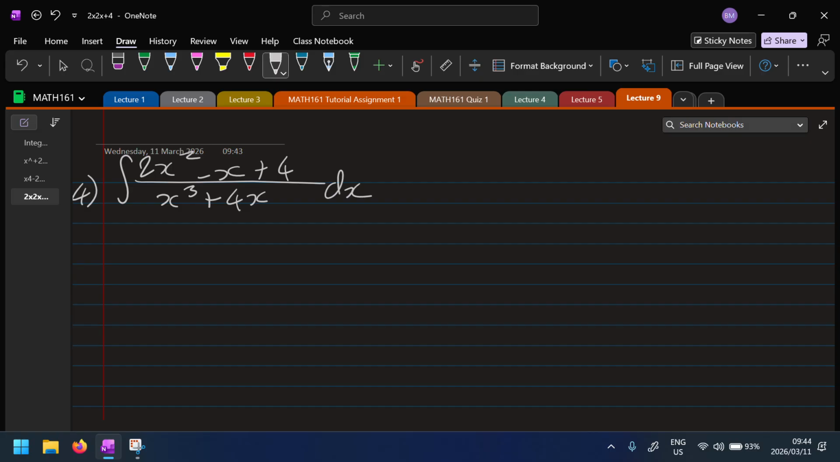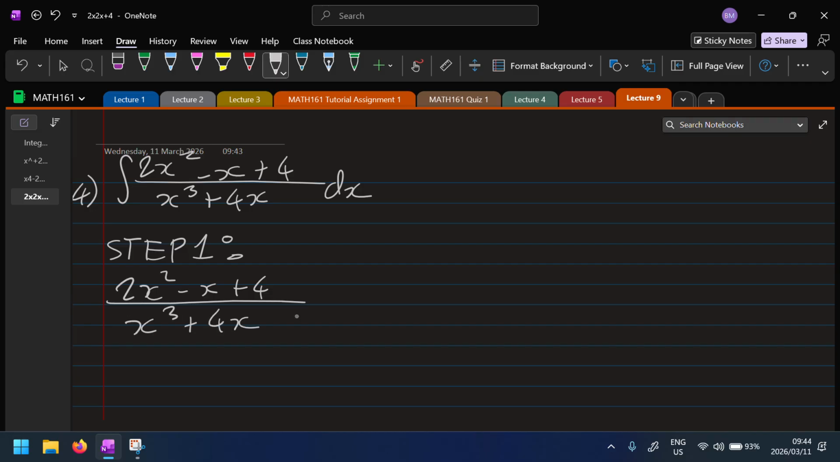Always check your step 0. Degree of the top is 2. Degree of the bottom is 3. Okay, so we can leave out step 0 and we can go straight to step 1. Okay, so we have 2x squared minus x plus 4 all over x cubed plus 4x. We leave the top alone. Okay, we don't have to worry about that. But that bottom part, we need to factor it as much as possible.